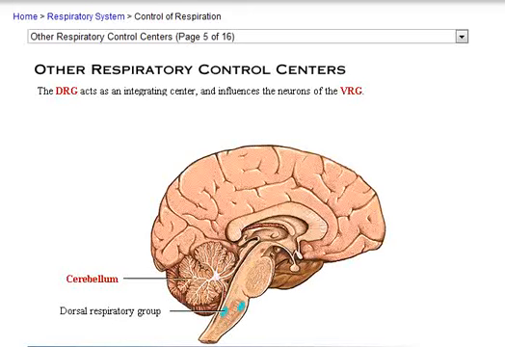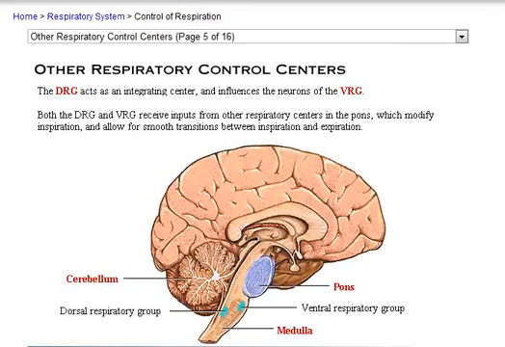So I just want to take a look at this and show the additional respiratory control centers. The dorsal respiratory group, or DRG, acts as an integrating center for peripheral stretch and chemoreceptor inputs and influences the activity of the neurons in the VRG.